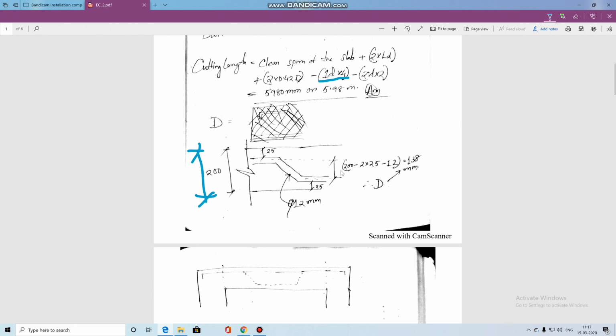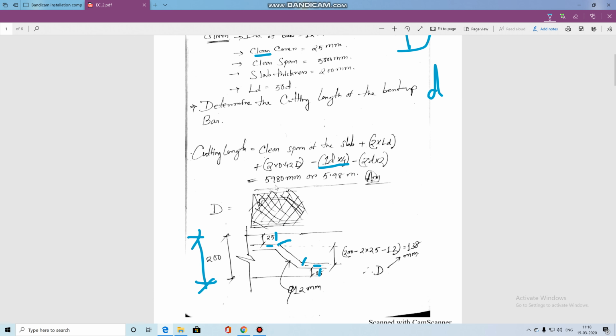Okay, so I can calculate the capital D value right now. So 200 minus, on both sides I have to deduct 25, here 25, here also 25. So 200 minus 2 into 25 minus 12. Why is it 12? Because I have to deduct half dia here and half dia here, since it is center to center. So minus 6 into 2, that is also 12. So 138.